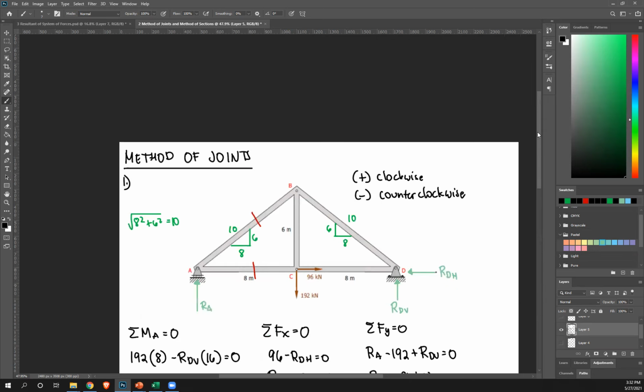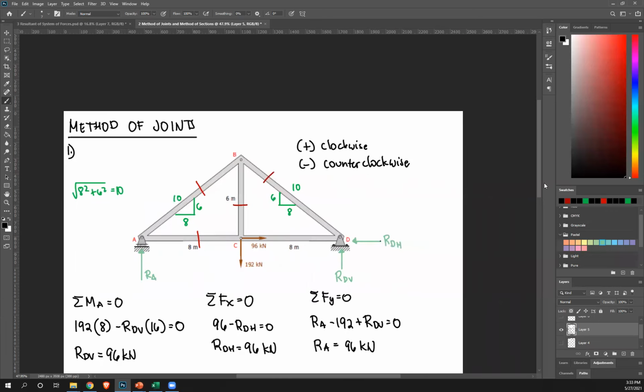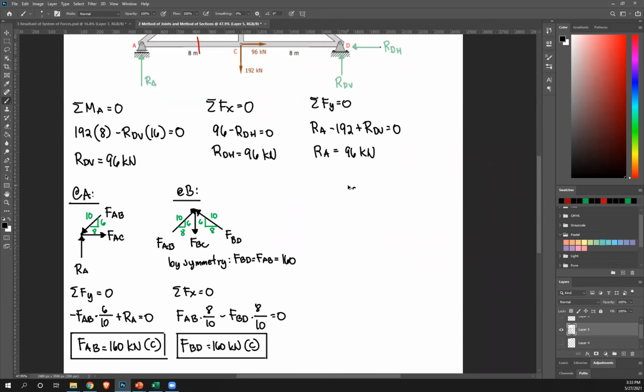So I've solved for 4 members now. I've gotten this and this. So the remaining member now is FCB. Now you can either isolate B or isolate C to solve for FCB. Okay, up to you. To me, the easier choice would be at C. Okay, so let's solve at C.